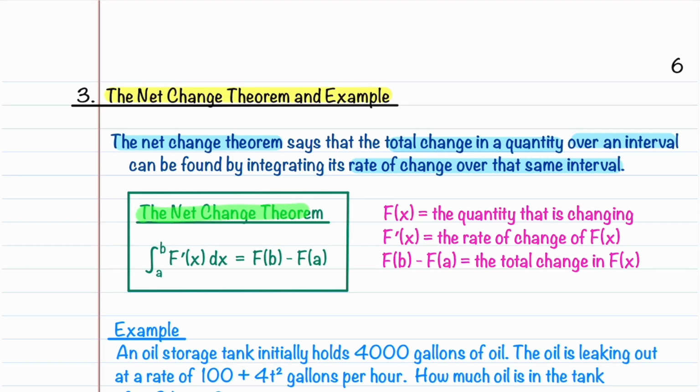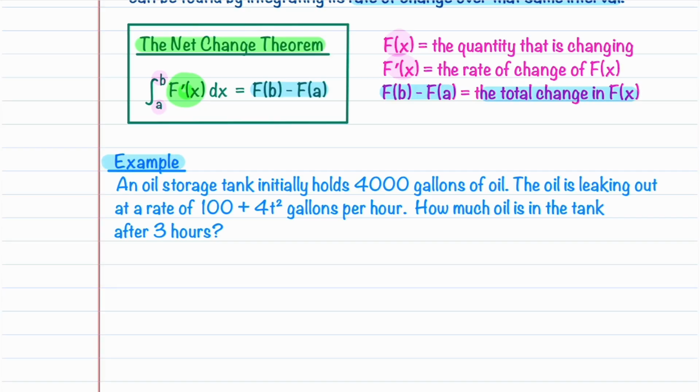The net change theorem tells us that the integral from a to b of F prime of x dx, where capital F of x is the quantity that is changing and F prime of x is the rate of change of that quantity, is equal to F of b minus F of a, which is what we're looking for, and it's the total change in F of x. So basically, we are just integrating a rate of change to get total change.